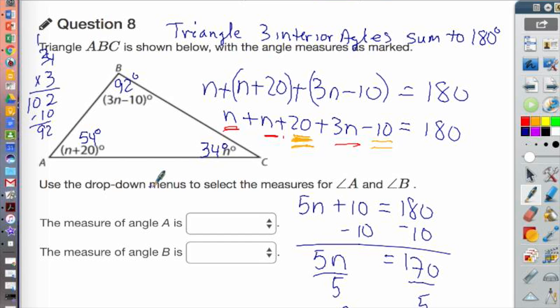Use the drop-down menus to select the measures for angle A and angle B. So for angle A, you should have got 54 degrees. And for angle B, 92 degrees. Another careful thing that you want to look for: this is very nearly a right angle, so that angle would have been 90 degrees in your brain. This is a very acute angle, so something around the mid-30s. This one's somewhere between 90 and a very small angle, so 54. That would make sense with just using your estimation.